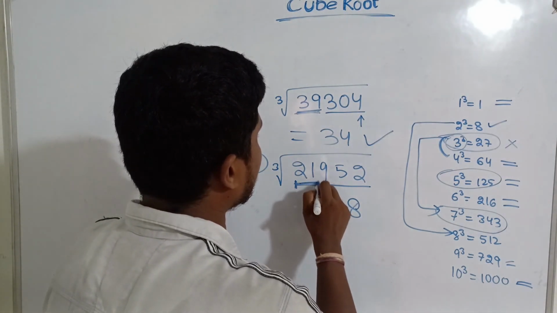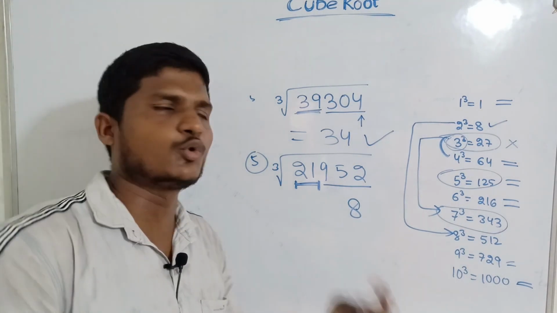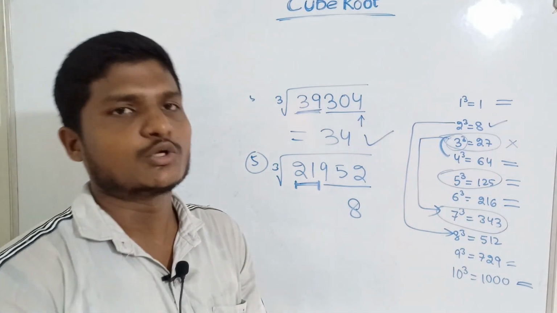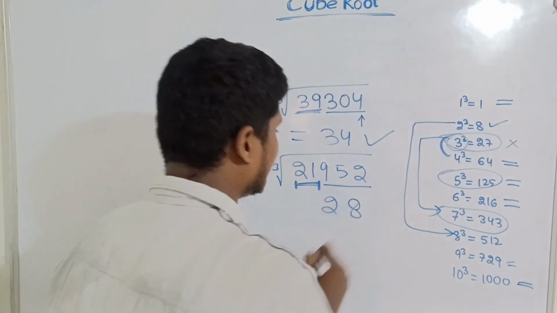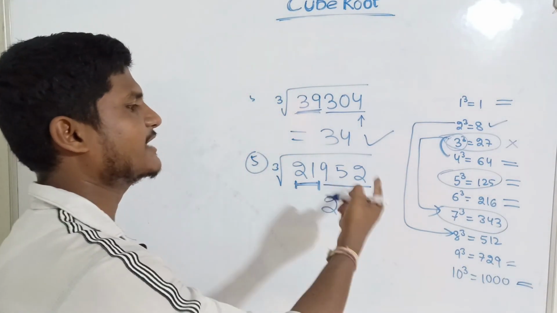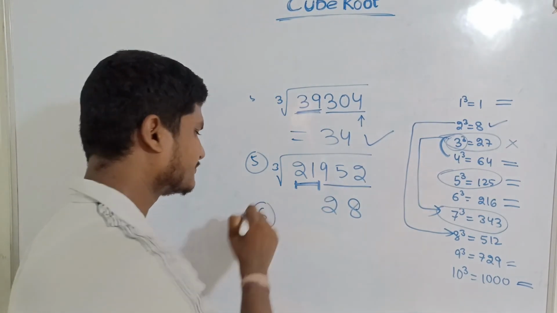Which number's cube is nearest to 21? 1 cubed is 1, 2 cubed is 8, 3 cubed is 27. 27 is more than 21, so don't take this 3. Just put 2. So 28. 28 cubed is 21952. And another example.